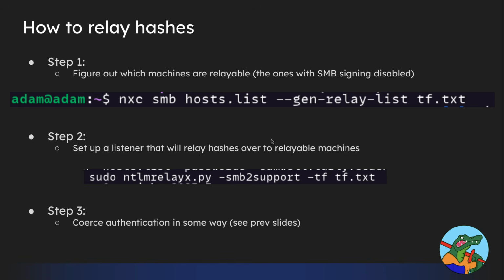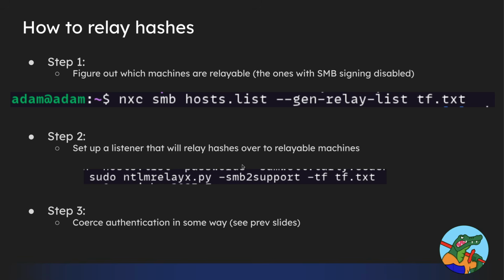Okay. So here's how you relay hashes. Here's how you do an actual relay attack. There are 3 steps. 1, you generate the relay list, and I'm calling it tf.text. This is the list of hosts with SMB signing disabled. SMB signing is disabled by default on workstations, like user accounts, but it's enabled by default on servers. So if you see a server with SMB signing disabled, that's rough. There are legitimate reasons to disable SMB signing because it makes things take longer, but it should be enabled. I think it is enabled by default on Windows 11 and Server 2025.